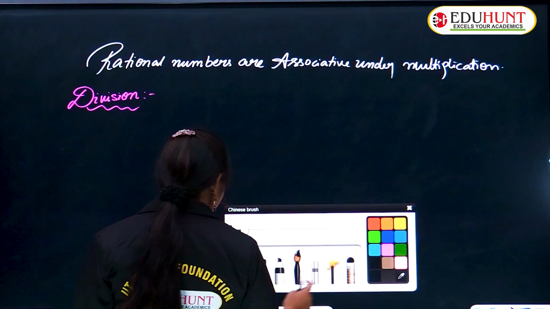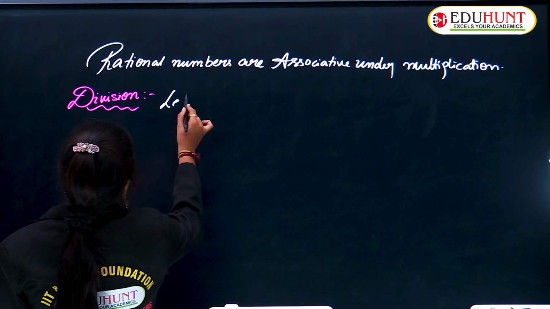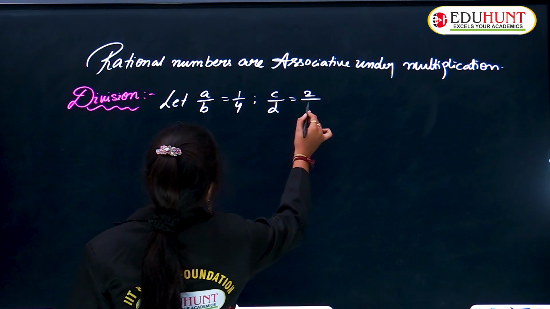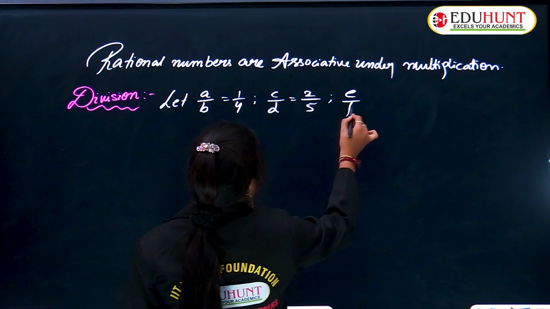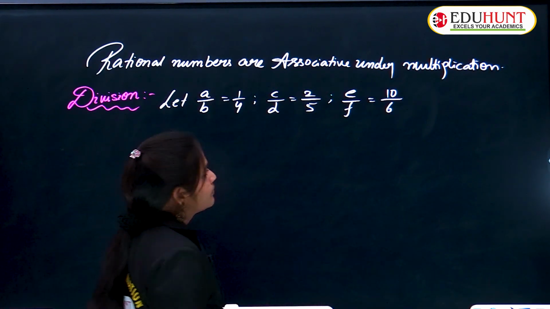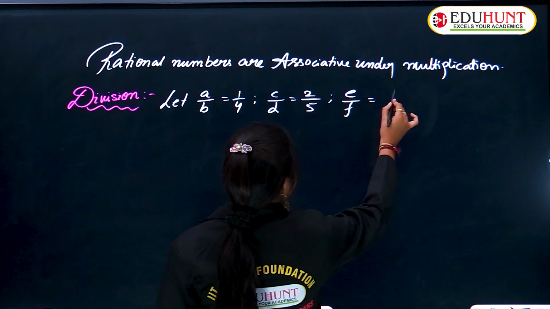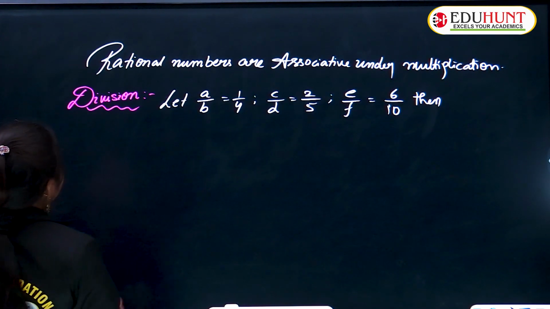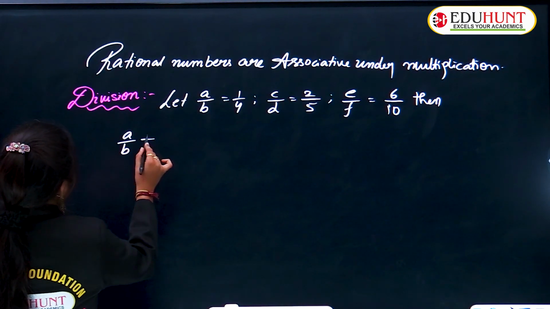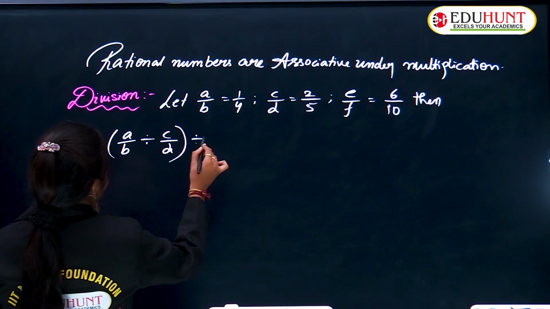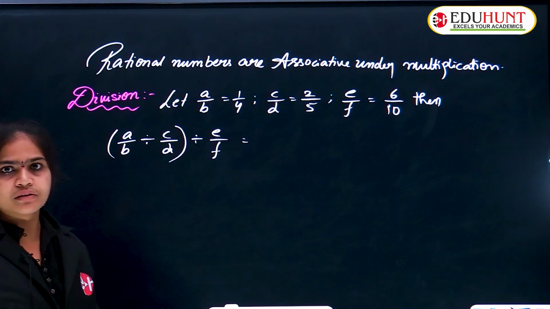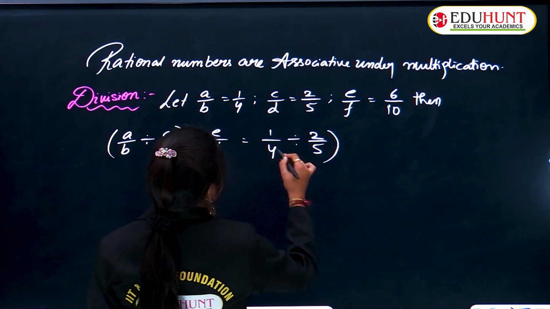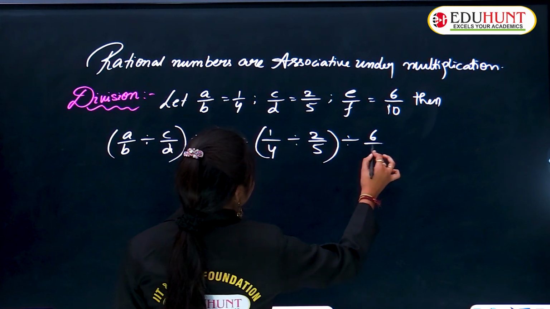Okay ma, what is the statement for division? Here let A by B is equal to 1 by 4, C by D is equal to 2 by 5, E by F is equal to 10 by 6 or 6 by 10. Okay, then here see that division: (A by B divided by C by D) divided by E by F. First see this one, ma, what will you get? A by B is equal to 1 by 4 divided by 2 by 5, divided by 6 by 10.